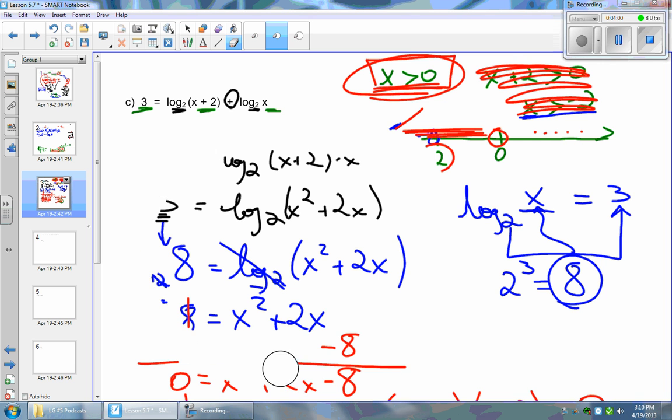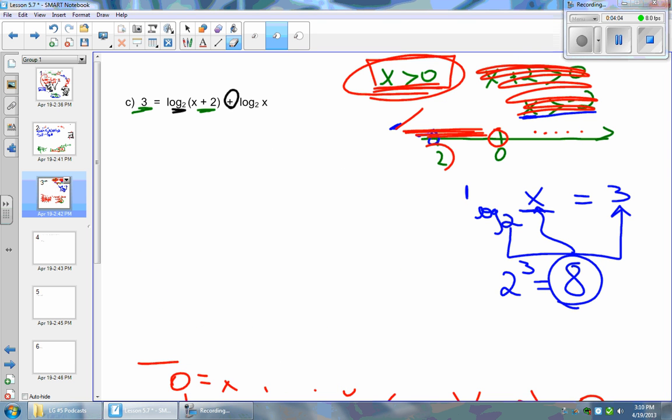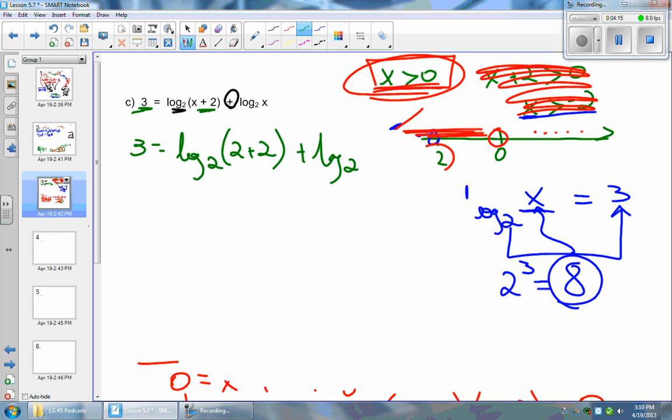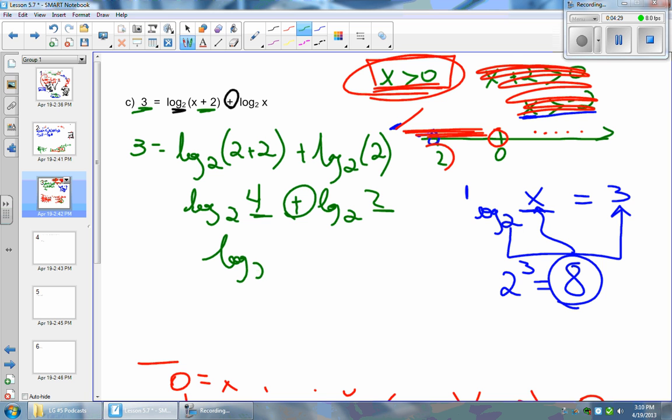All right, let's make some room. Come on, there we go. Plus 2 is our original answer. Let's use it. 3 equals log base 2 of (2 plus 2) plus log base 2 of 2. Holy smokes. Log base 2 of 4 plus log base 2 of 2. And remember, this means that we can, you betcha, multiply. So this is log base 2 of 8 equals 3.